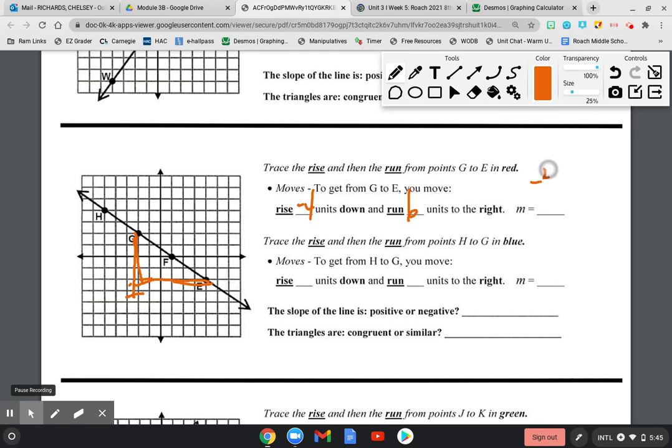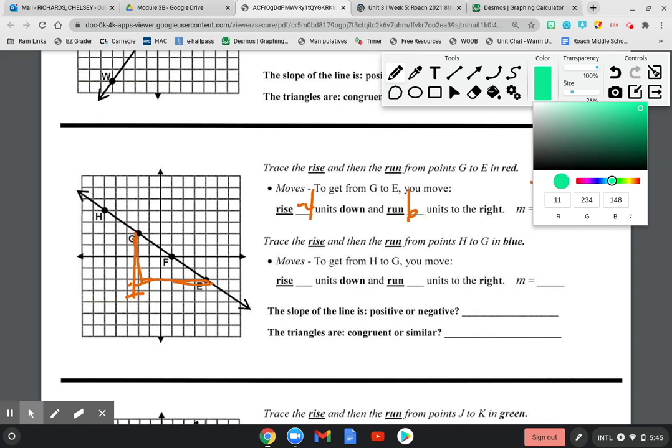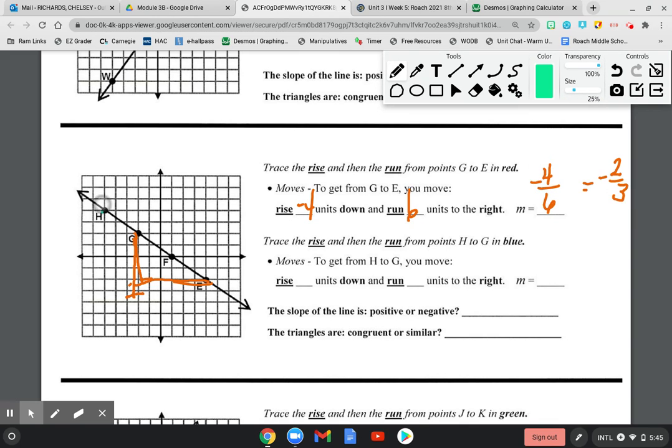So rise over run, -4 over 6. Or if you simplify, -2 over 3. This is your slope. Next one wants you to go from H to G. So from H to G, down to -2 over 3. -2 over 3. And you should notice that if you're doing this, that's a constant rate. It's a linear line, so these two should always simplify to the same thing. Because we did have to simplify, they are congruent. And because you can see that there's a negative sign because I went down. Because I went down, this is going to be negative. Also, it's a decreasing graph.